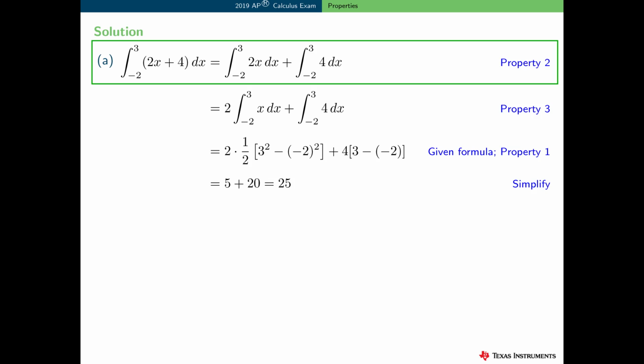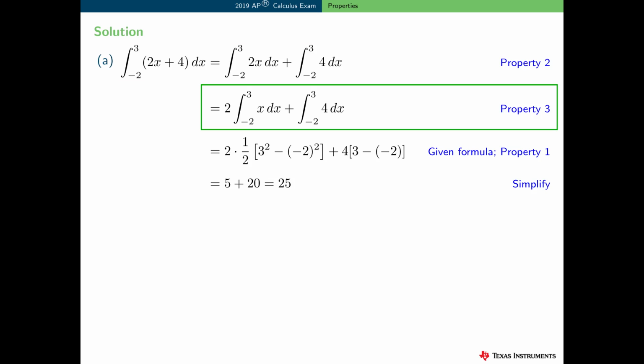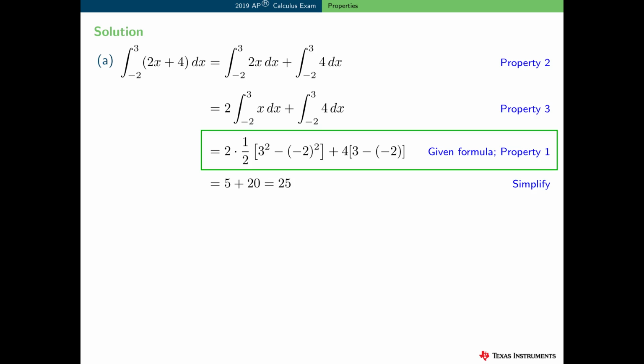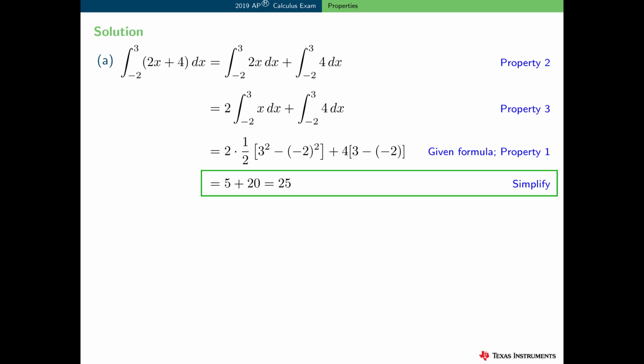First, we can rewrite the definite integral using property 2. The definite integral of a sum is the sum of the definite integrals. Then the constant 2 passes freely through the definite integral symbol. That's property 3. In the next step, I used one of the given evaluation formulas and property 1, evaluation of the limit of a constant. And finally, I chose to simplify to get a final answer of 25.